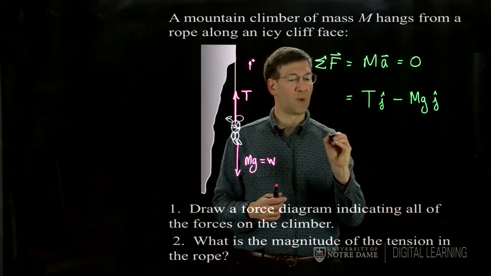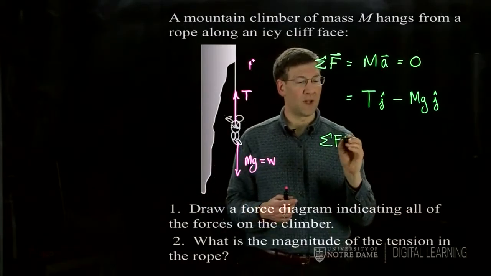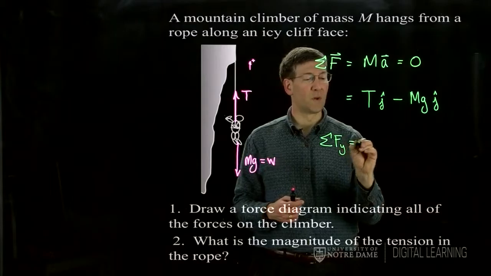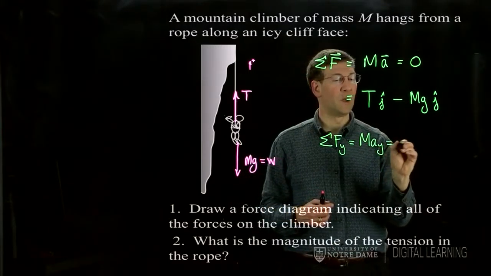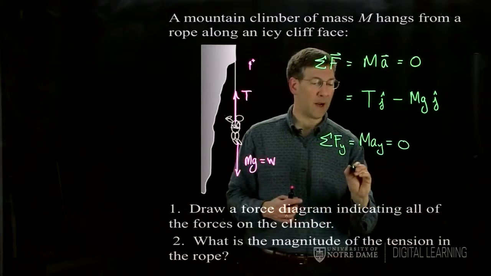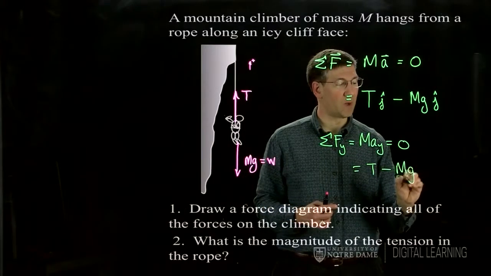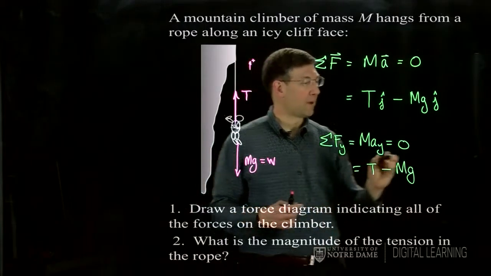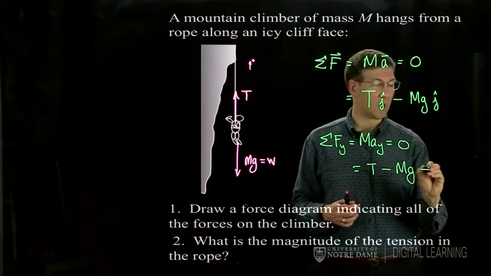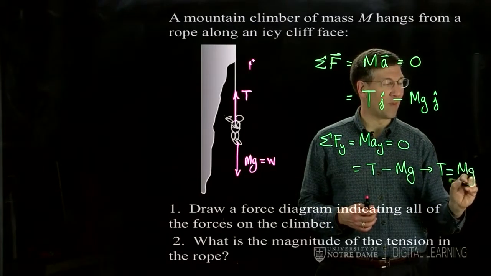So I can write the sum of the forces. All I'm going to do is to remove the j-hats and the vector. So the sum of the forces in the y direction are equal to the mass times the acceleration in the y direction, which is 0. And now I would just write T minus mg. Those are the components of the net forces in the y direction. And so it's clear from this equation, since this is equal to 0, that the tension in the rope has to be equal to the weight of the climber.